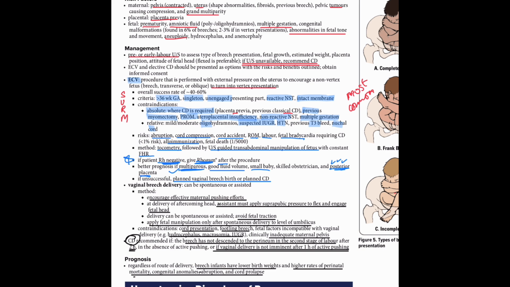And then there are some relative contraindications too, like mild or moderate oligohydramnios, suspected growth restriction, hypertension, recurrent previous third trimester bleeding, or nuchal cord, where the umbilical cord is wrapped around the neck.